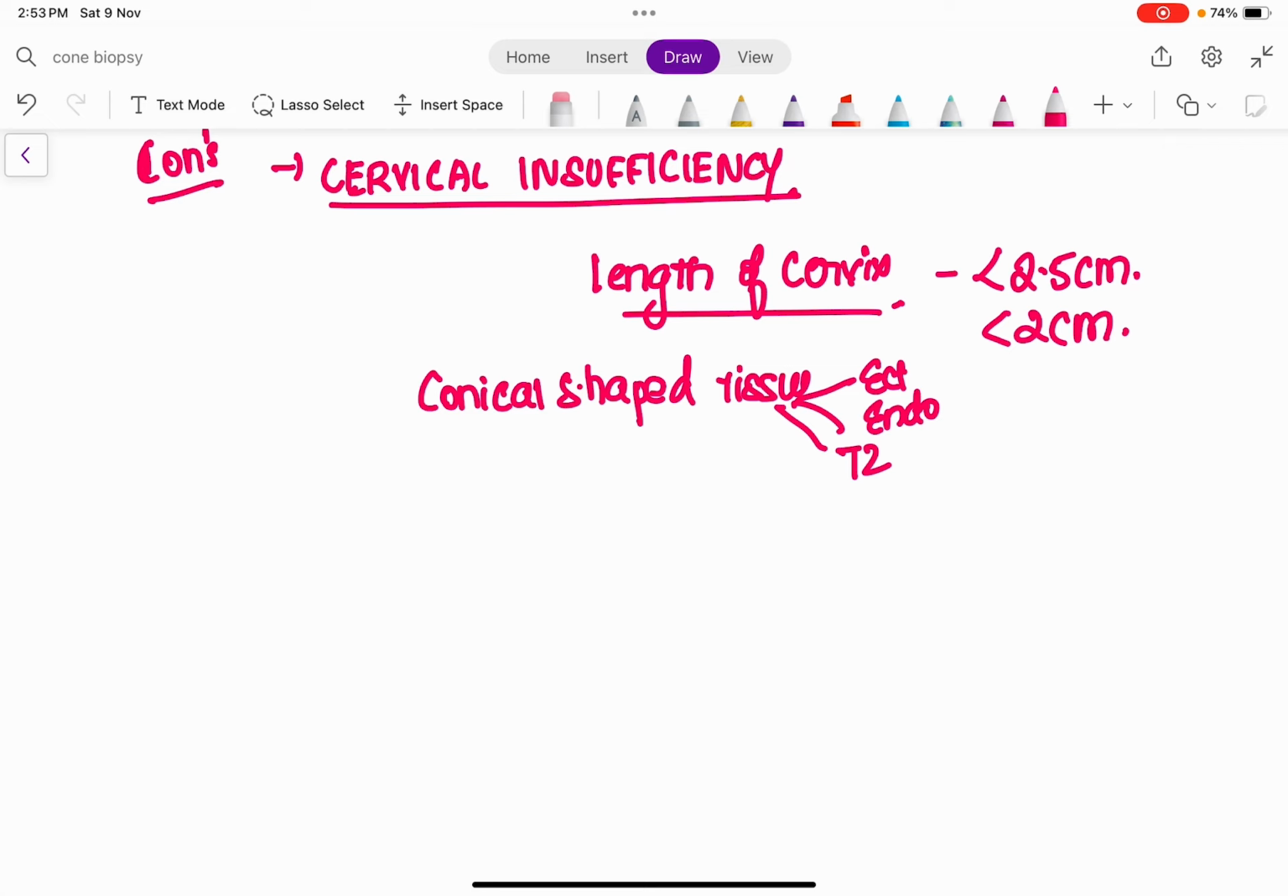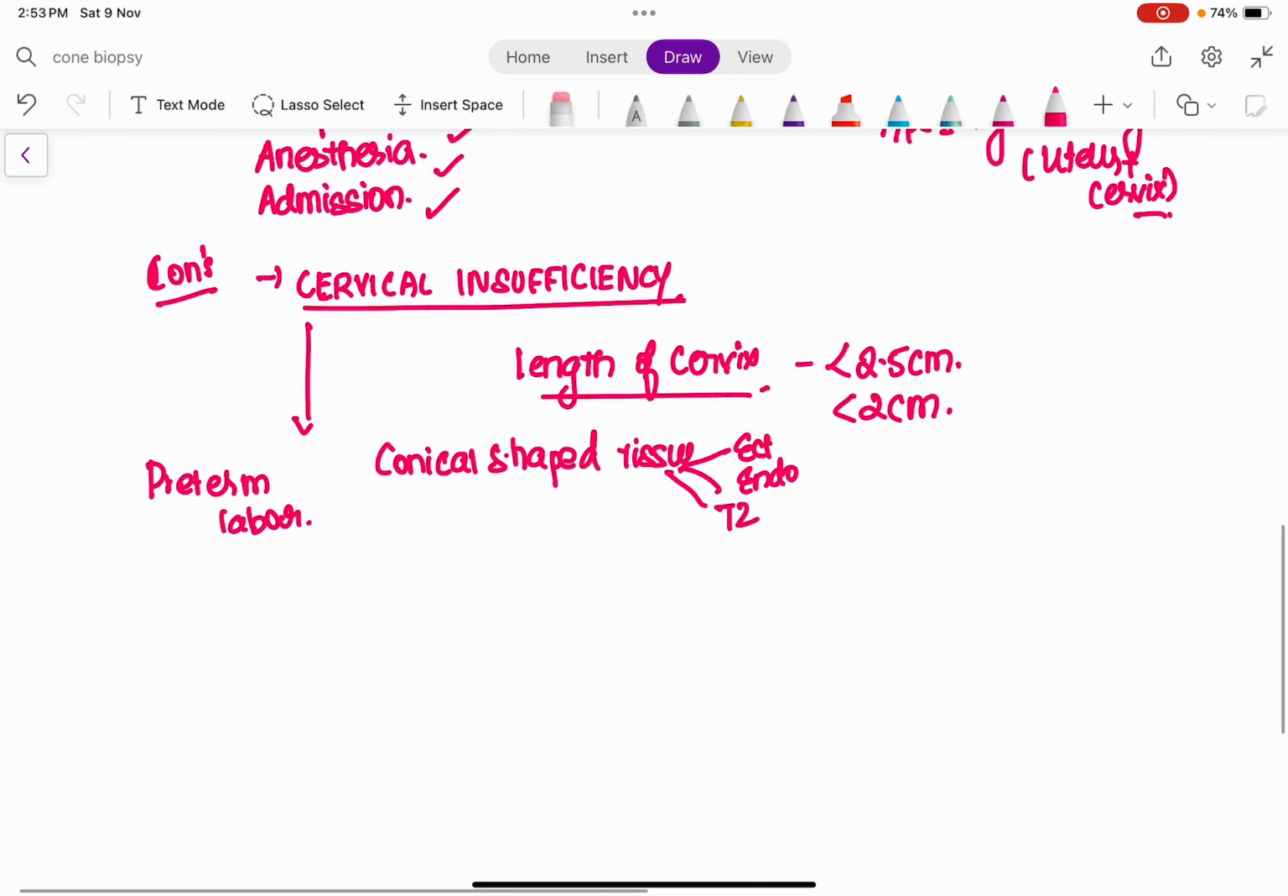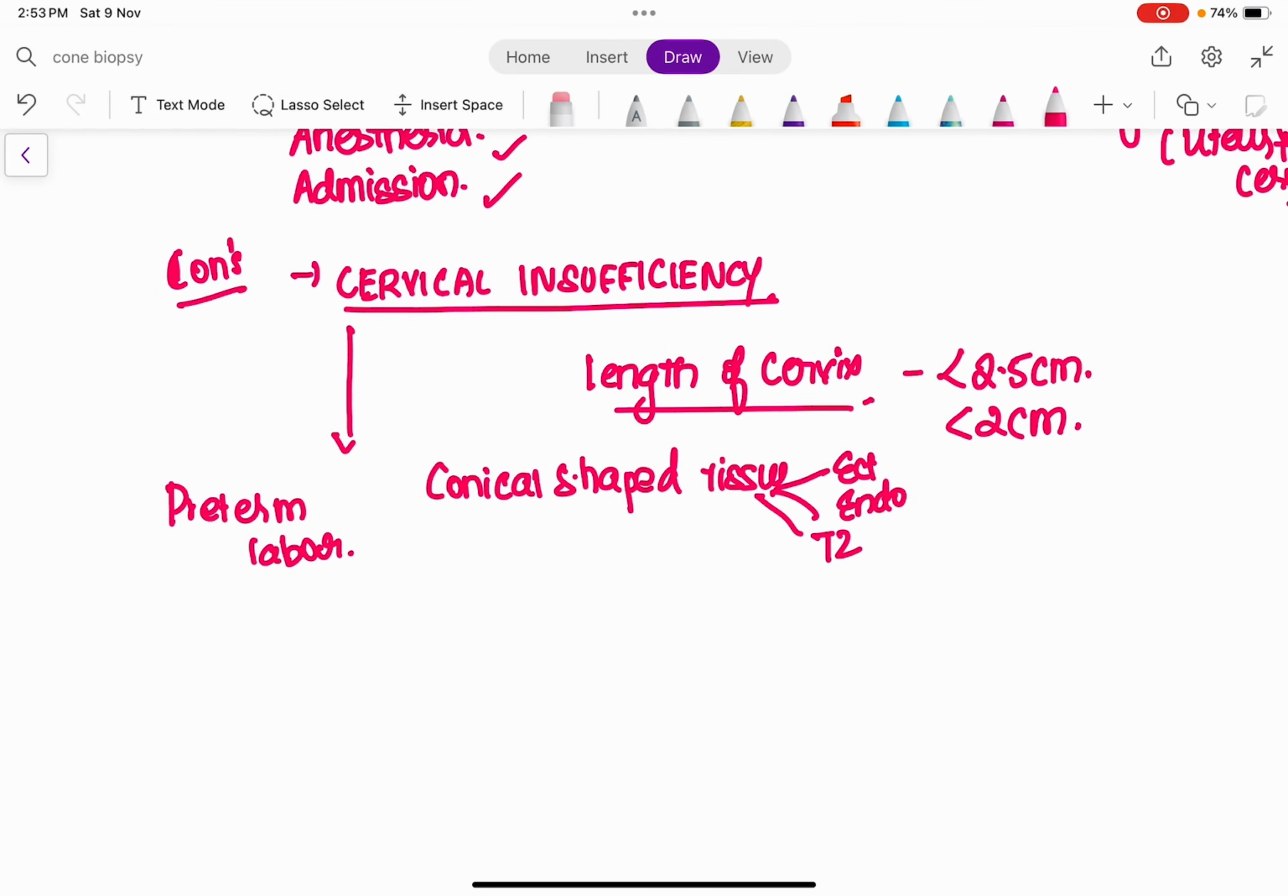So because of the cervical insufficiency and cervical incompetence, the cervix is going to dilate much earlier before the term period, and the female is going to expel the fetus. So cervical insufficiency is going to result in preterm labor. Is that clear? So one of the most important cons of this cone biopsy is cervical insufficiency. Since we remove the cone piece of tissue from the cervix, it is going to result in cervical incompetence, which causes preterm labor. Is that clear?